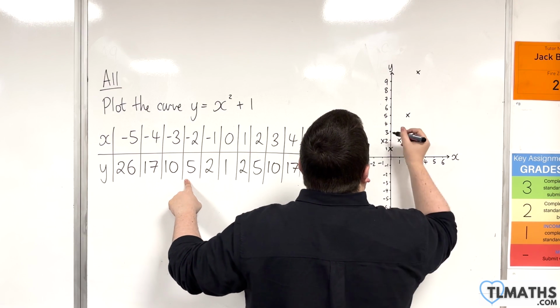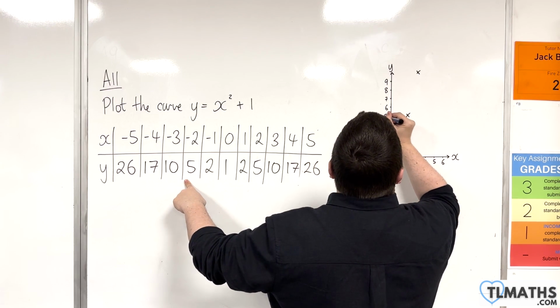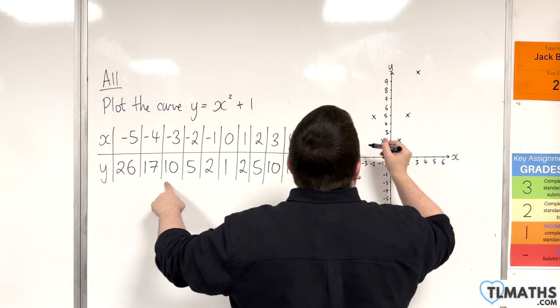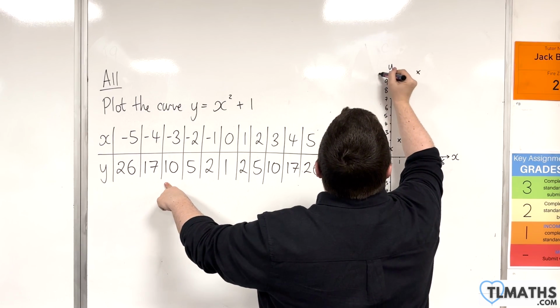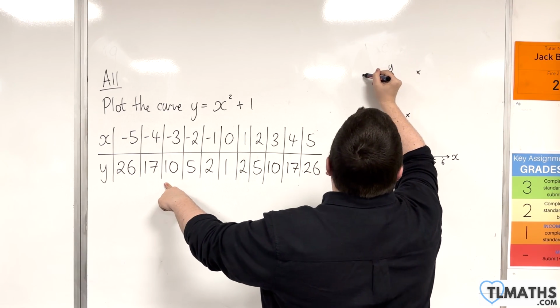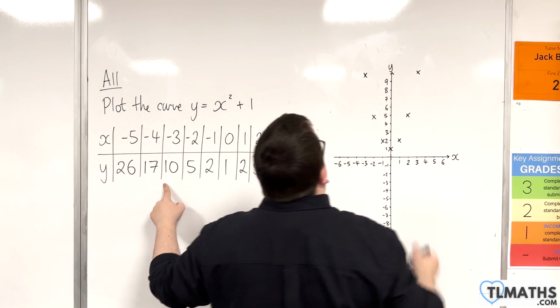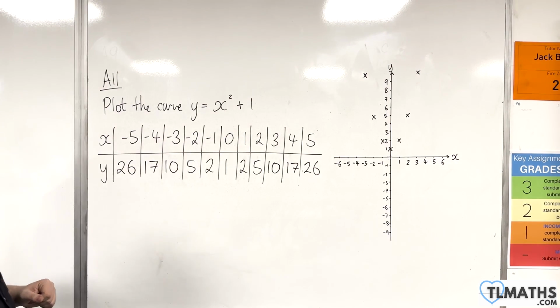Then we've got -2, 5, which is this point here. Then we've got -3, 10, which is about there. Something like that.